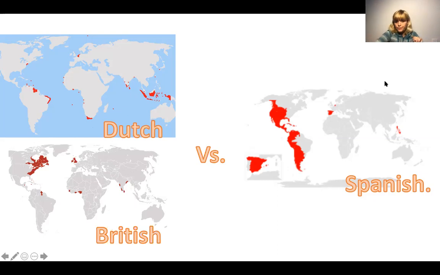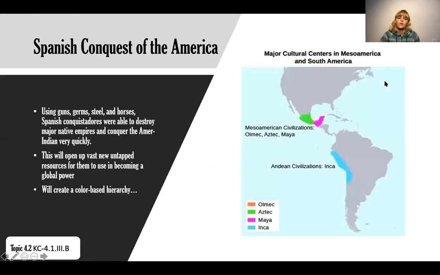empires. So, as I just said to you guys with that map, the Spanish conquest of America. The Spanish are not going to be a trading post empire. They don't have little trading posts speckled throughout the world. Instead, they pretty much have a monopoly on North, Central, and South America.